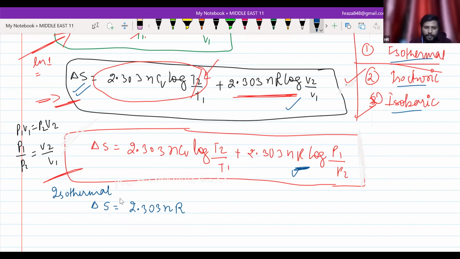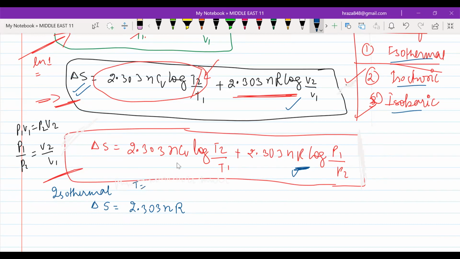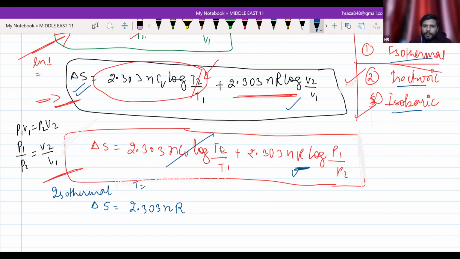Since this is isothermal, that means temperature is constant. So this will be zero basically, because T2 and T1 will be equal and it will be cancelled. And the value of log 1 is zero. So the whole quantity will be zero. Are you getting it, Saif?